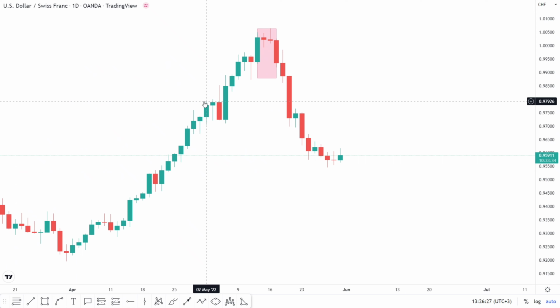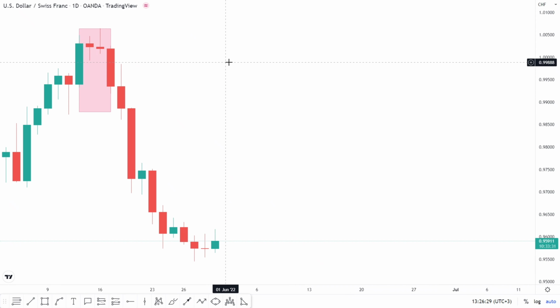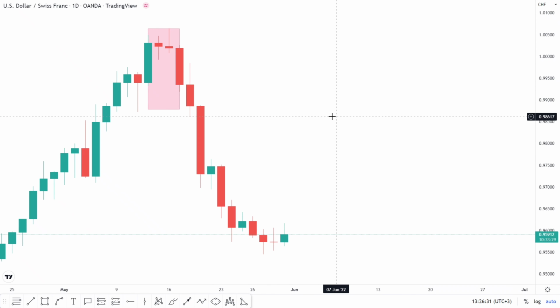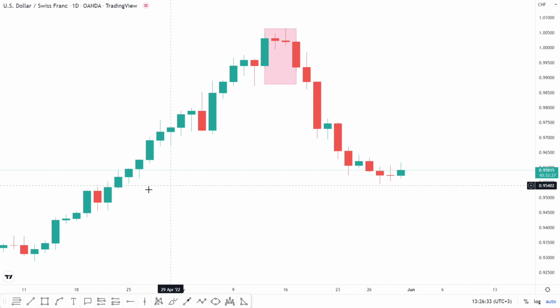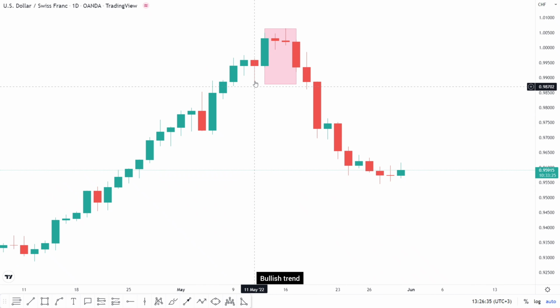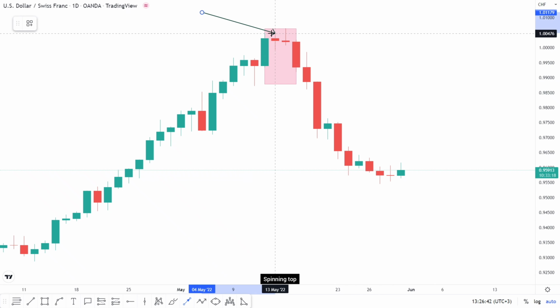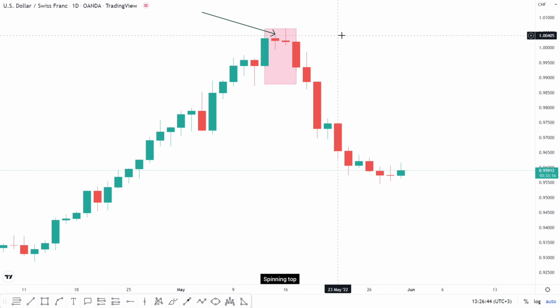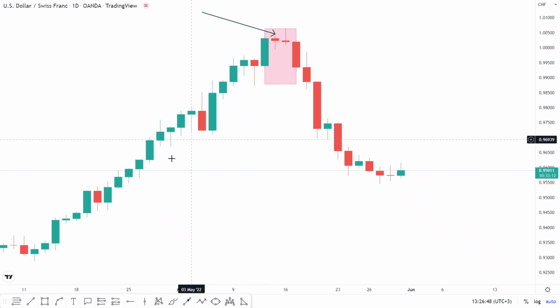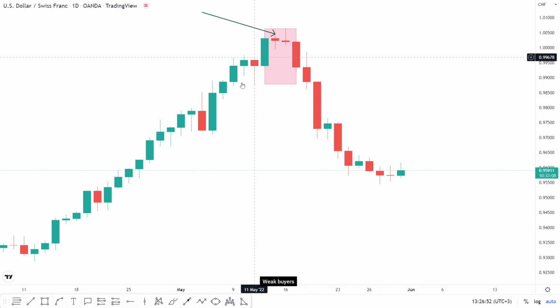So when you zoom in at that particular point where we have our M pattern, I want you to be able to see that price has been in a bullish trend for a long time. After the bullish trend, price comes and forms a spinning top here. The spinning top candlestick is a sign that the bulls are now becoming weaker. So from the bullish momentum, we now have weak buyers in this market.